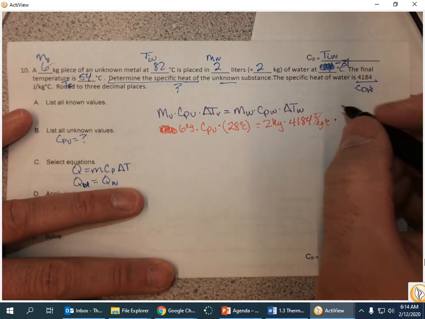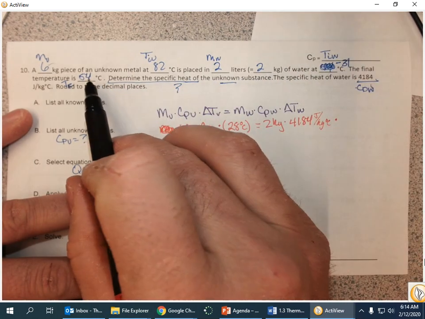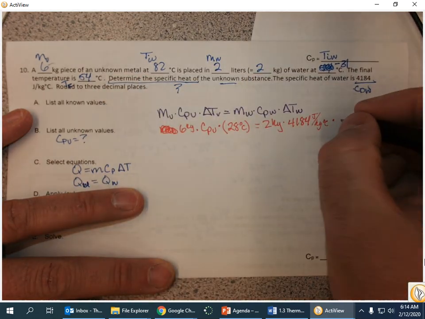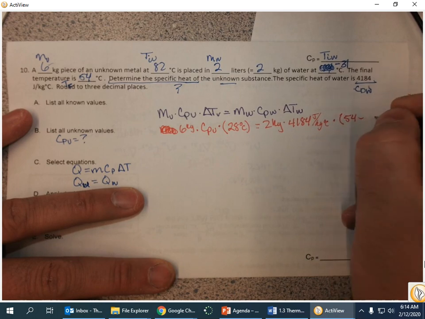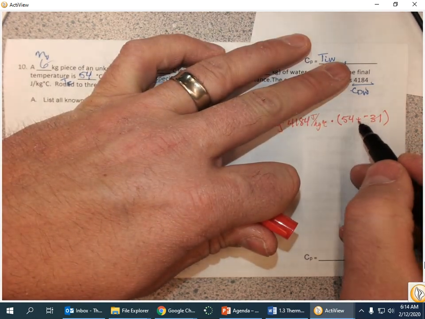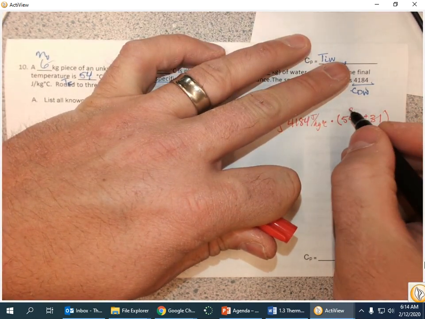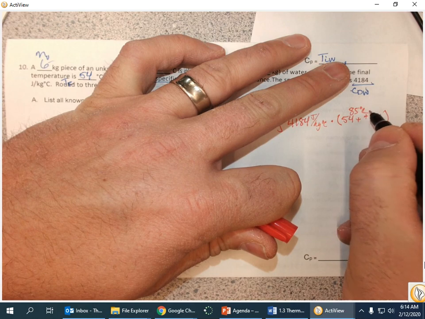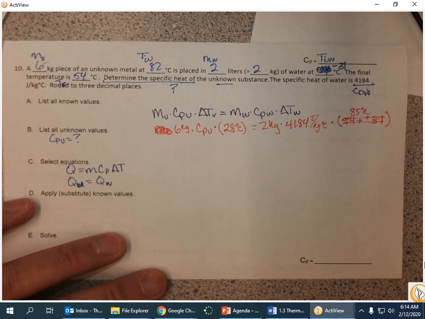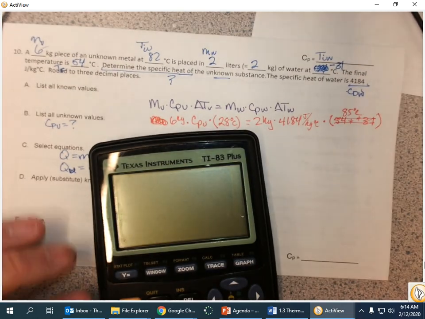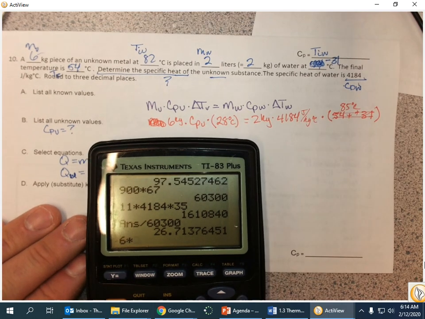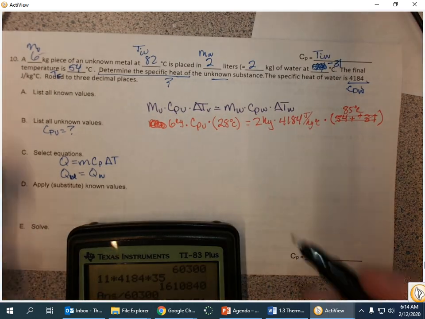And the change in temperature of the water, it went from negative 31 to 54. So what is that difference? Well, it's 54 minus a negative 31, which we all remember from math class becomes plus a positive, or 85 degrees Celsius. All right. Now we'll go ahead and do the math, which calls for us to multiply first. So 6, I can't do times the specific heat, but I can do times 28, and that gives me 168.